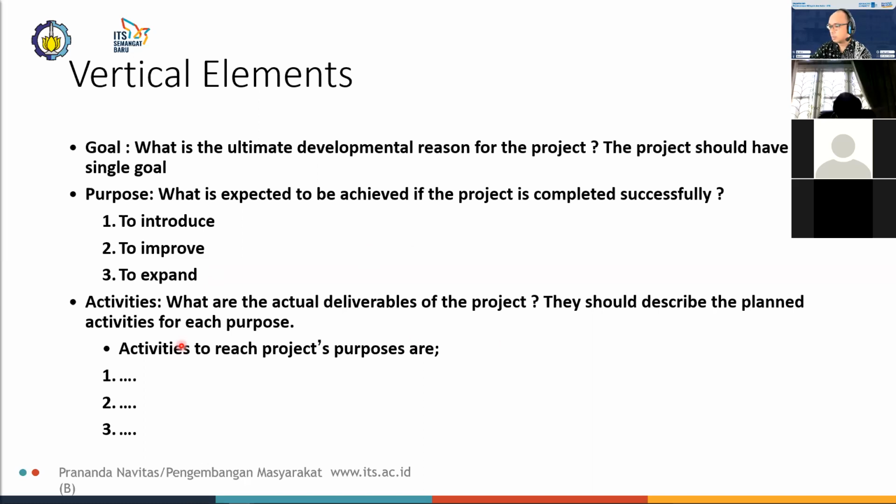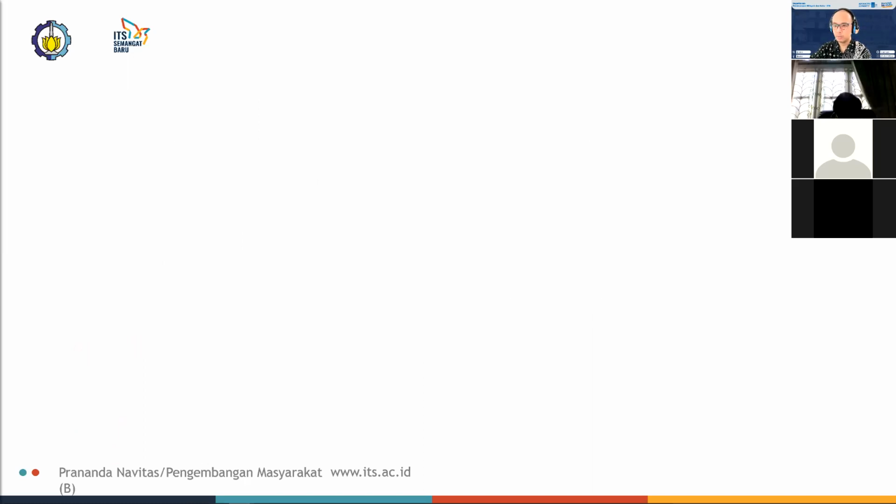They should describe the planned activities for each purpose. So activities to reach the project's purposes are, like I mentioned, location, resources, and staffing, and so on and so forth. The number of activities really depends on the scope of the project, and there are no two projects that are alike. So it's a highly variable amount.